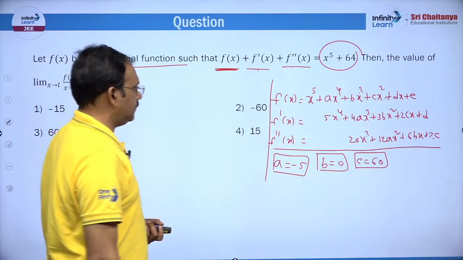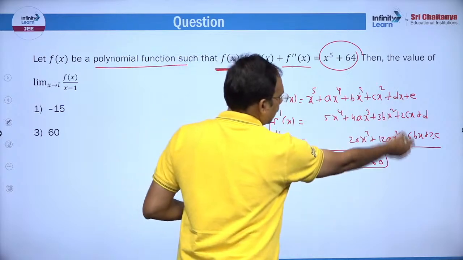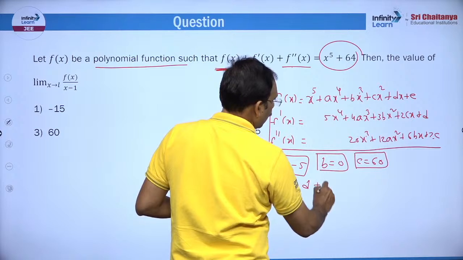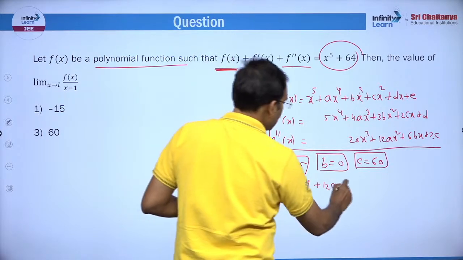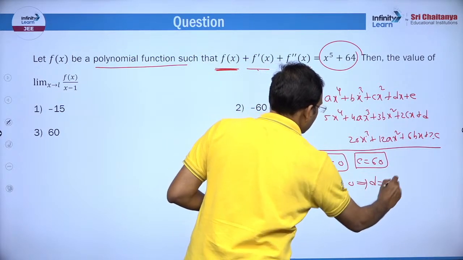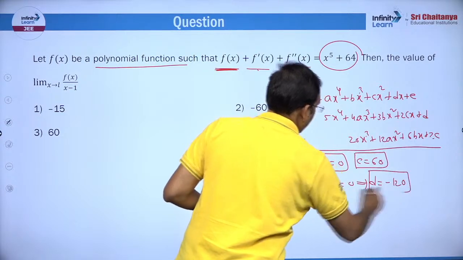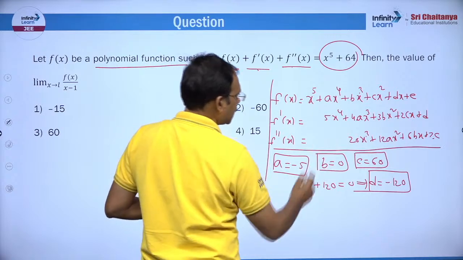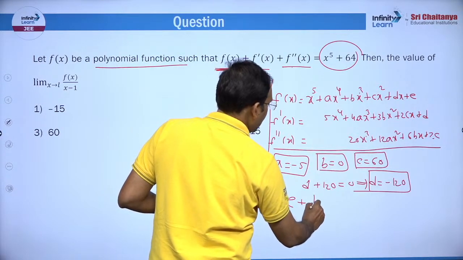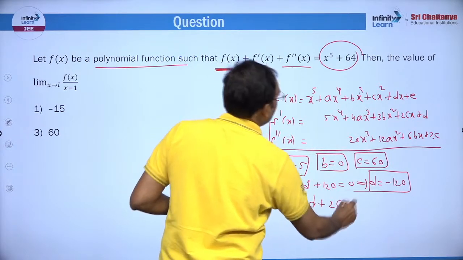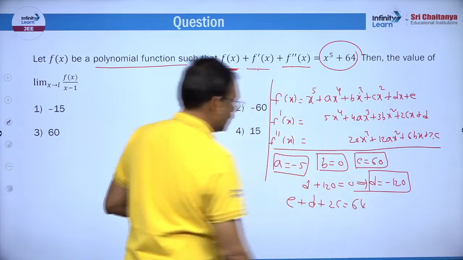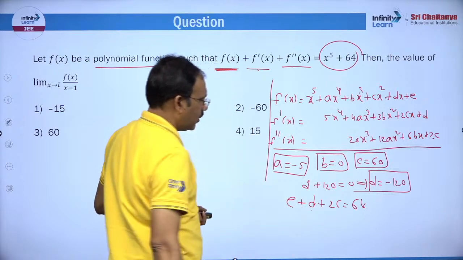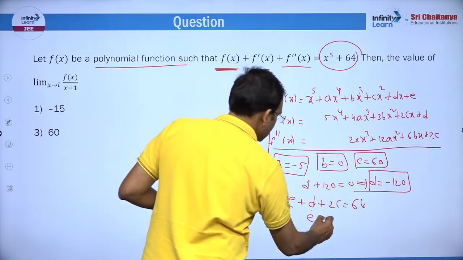Now the x square coefficient: here b is 0, 12a is minus 60, so c must be 60, right? Next, the x coefficient: d and 2c will be 120, 6b will be 0, so d must be minus 120. The next you can go with the constant: e plus b d plus 2c must be 64, friends. So d is already minus 120, 2c is 120 got cancelled, e is equal to 64.